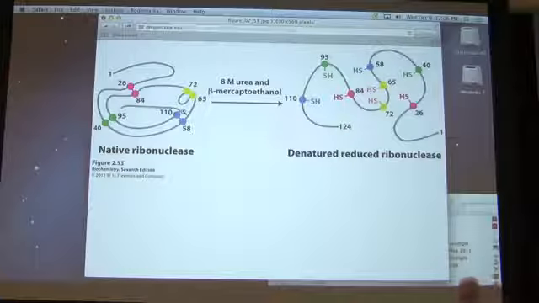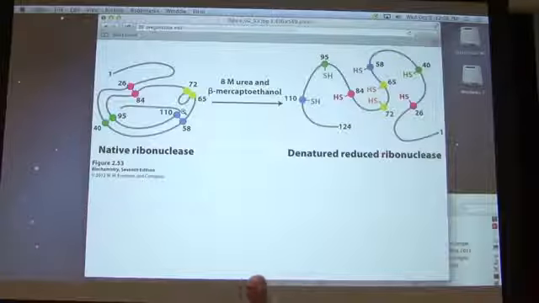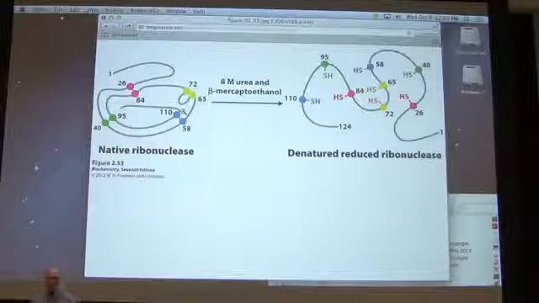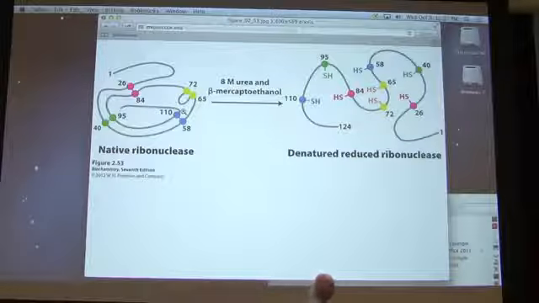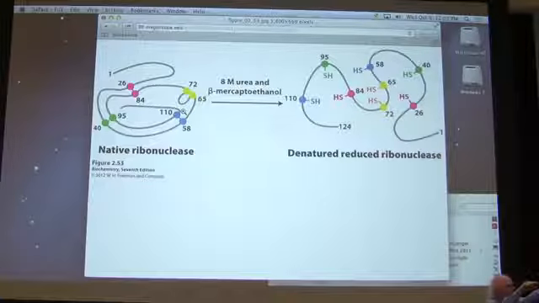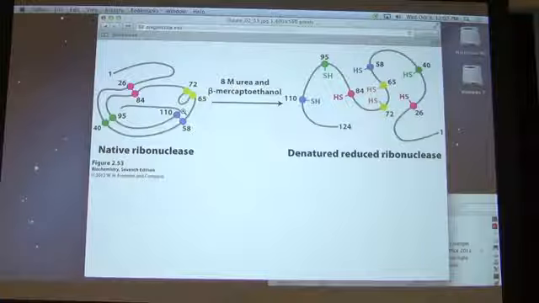Now, what this figure is showing you is, well, is it possible to break disulfide bonds? And if it is, what happens if I break the bonds? Well, there are chemical reagents that I can use to break disulfide bonds. One of the chemical reagents is what you see on the screen there. It's called beta-mercaptoethanol. And what it does is it converts an SS bond into two SH bonds. So they come apart. Okay?